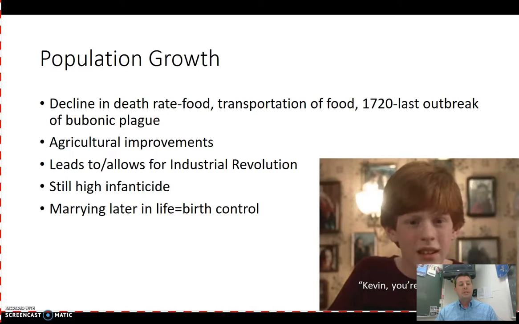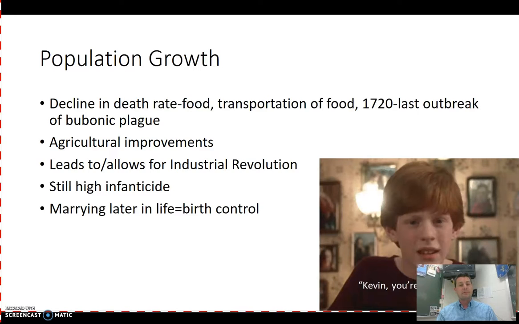Population growth. So we do see a growth in population. That's the first document that you saw. And it starts here with the decline in death rate, thanks in part to the last outbreak of bubonic plague in 1720. That particular disease kind of goes away. We still have issues, obviously, tuberculosis being a major one, smallpox being another.